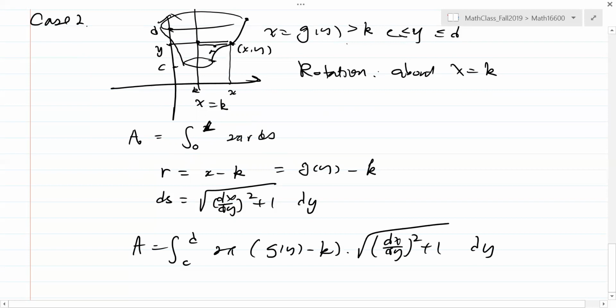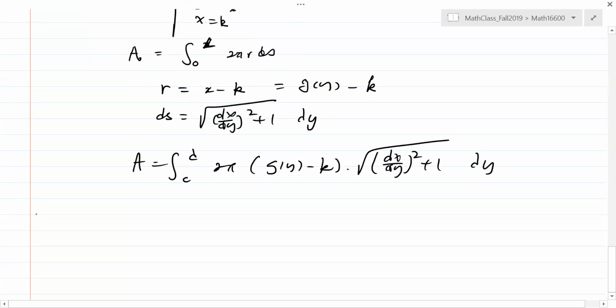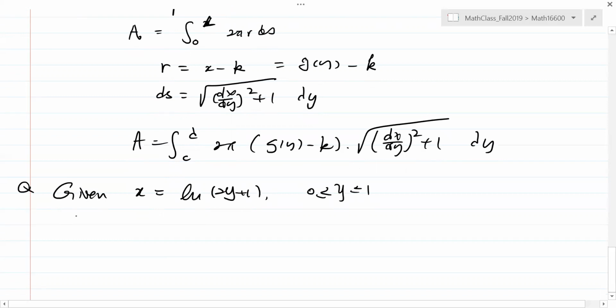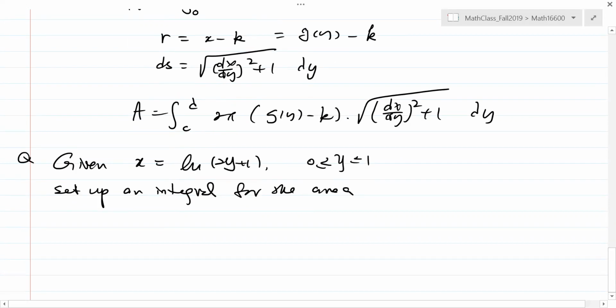Right, so let's take a look at the problem. We are given the following curve, x equals natural log of 2y plus 1, y is between 0 and 1. We want to set up an integral for the area of the surface generated by rotating the curve about the axis, about the y-axis respectively.